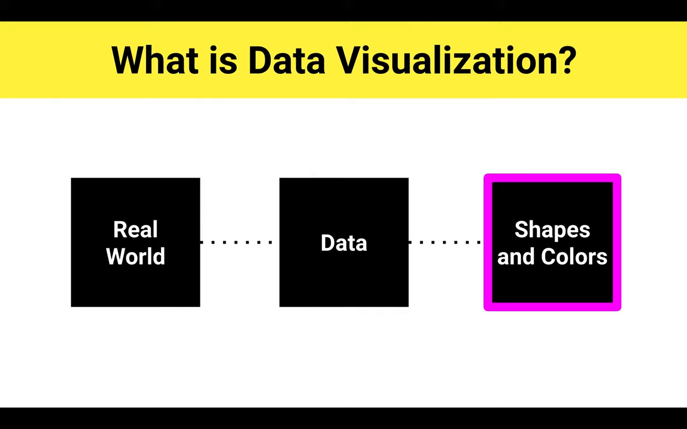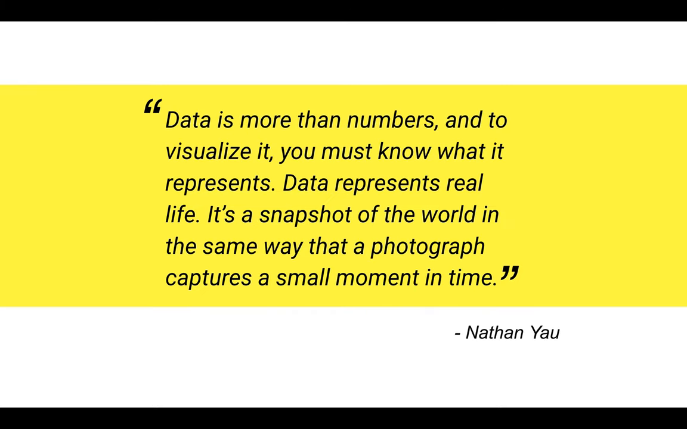The shapes and colors we use to encode the data are an abstraction of the data. That means that when we look at a data visualization, we are observing the result of at least two abstractions of the real world that visualization is supposed to represent. Nathan Yau states, "Data is more than numbers, and to visualize it, you must know what it represents. Data represents real life. It's a snapshot of the world in the same way that a photograph captures a small moment in time."